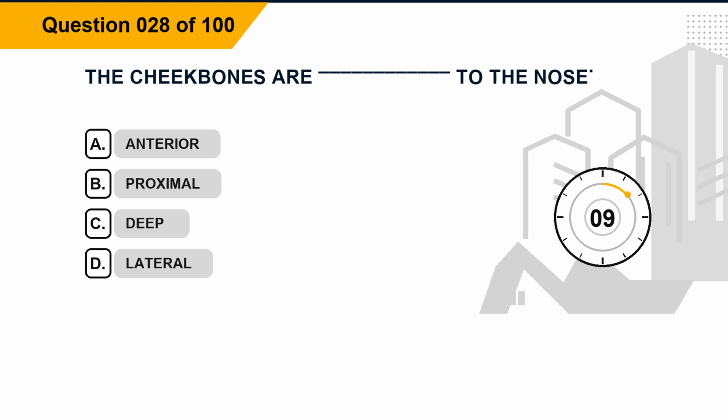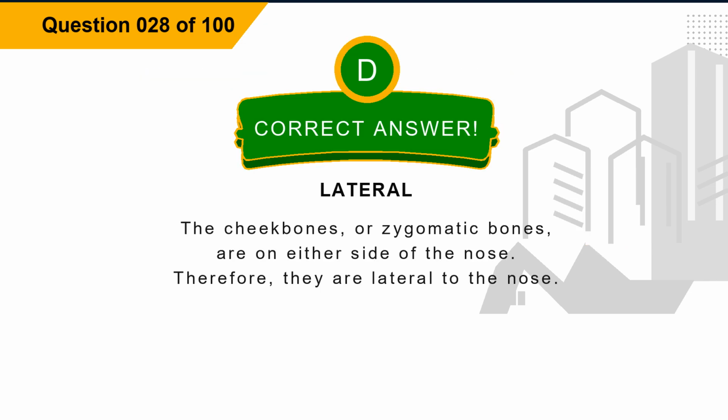Question 28. The cheekbones are blank to the nose. Option A, anterior. Option B, proximal. Option C, deep. Option D, lateral. The correct answer is option D, lateral. Explanation. The cheekbones, or zygomatic bones, are on either side of the nose. Therefore, they are lateral to the nose.